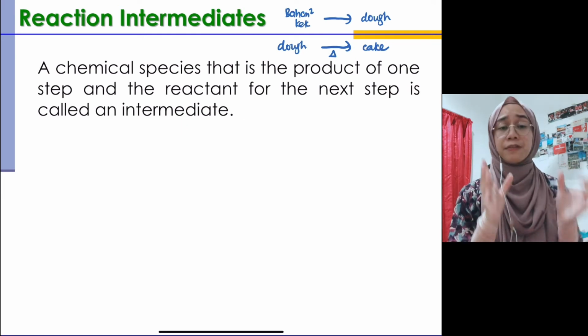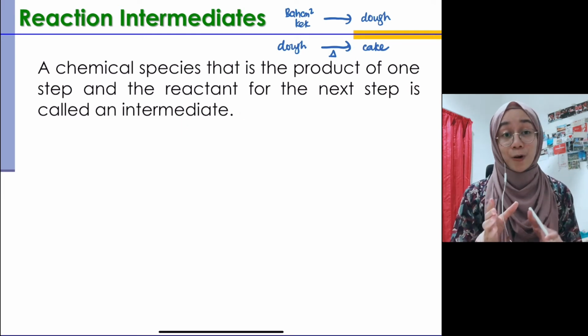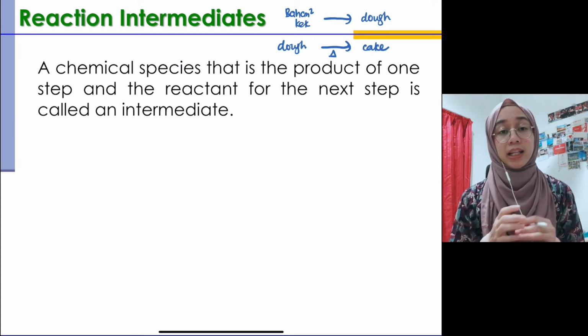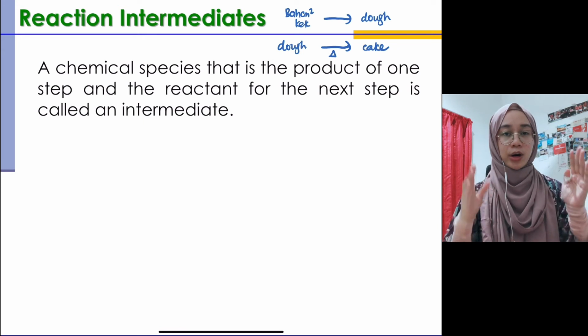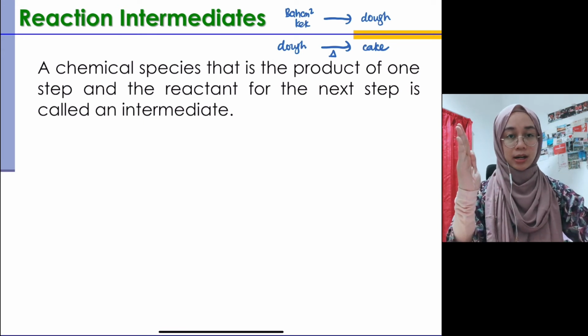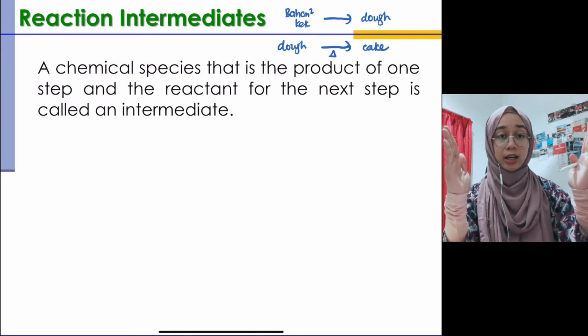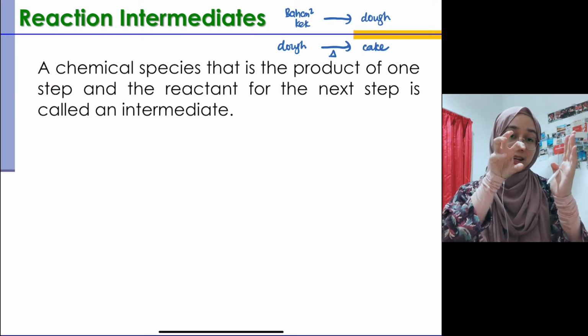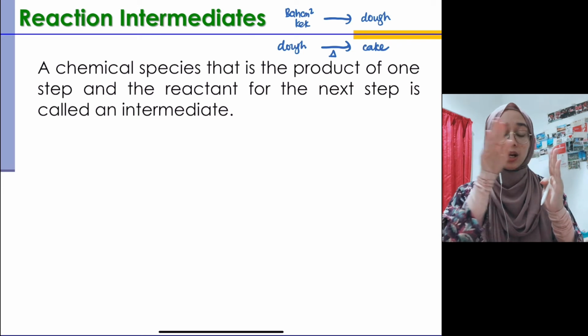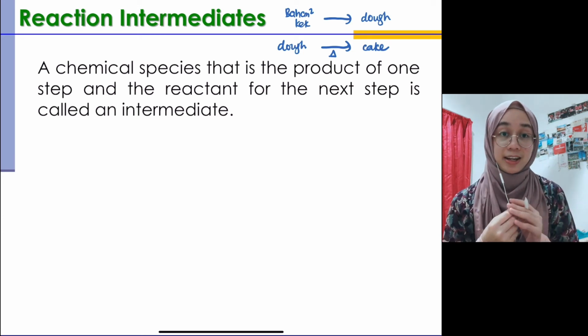So free radical, cation, anion, itu semua adalah intermediates. Itu bukannya final product lagi. Itu yang bahagian tengah-tengah. Kamu ada starting material, kamu ada product, final product kan? Okay, tapi yang bahagian tengah-tengah sebelum terhasilnya produk tu, itulah dipanggil sebagai intermediate.